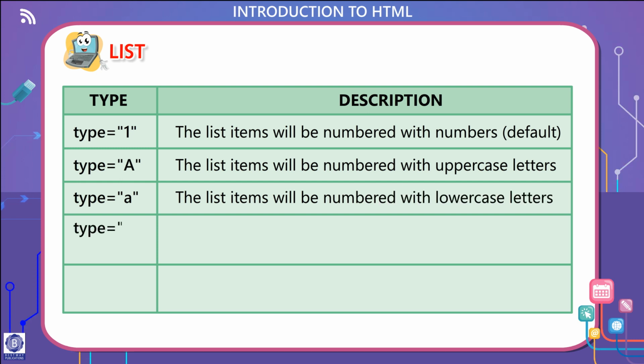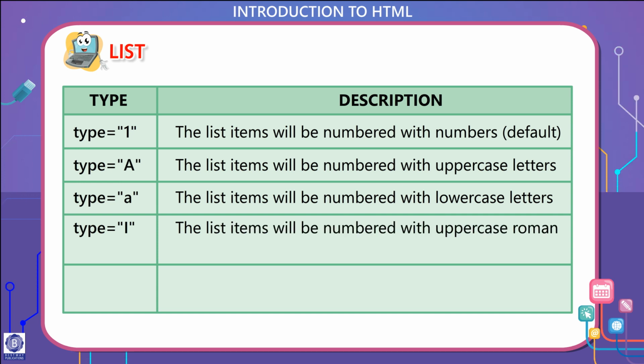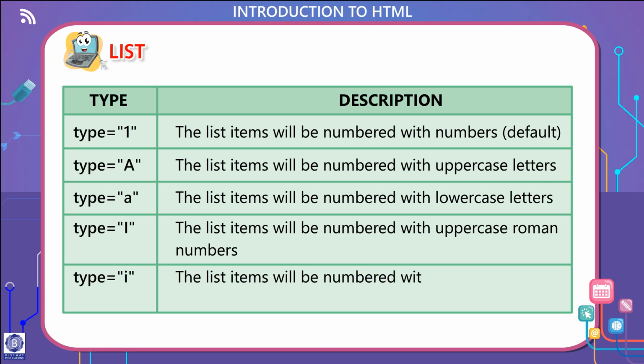Type is equal to capital I in double quotes. The list items will be numbered with uppercase Roman numbers. Type is equal to lowercase i, which is the lowercase Roman number, in double quotes. The list items will be numbered with lowercase Roman numbers.